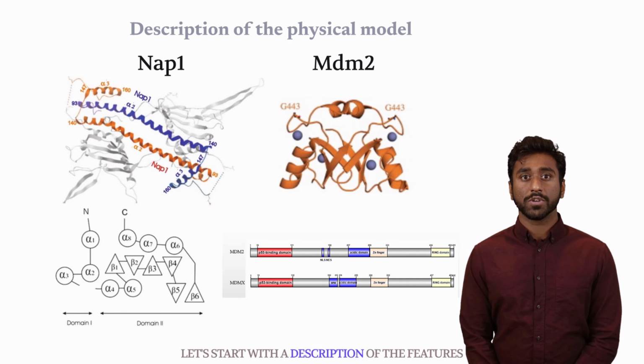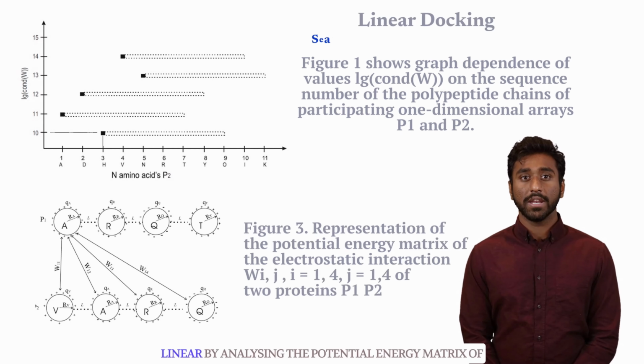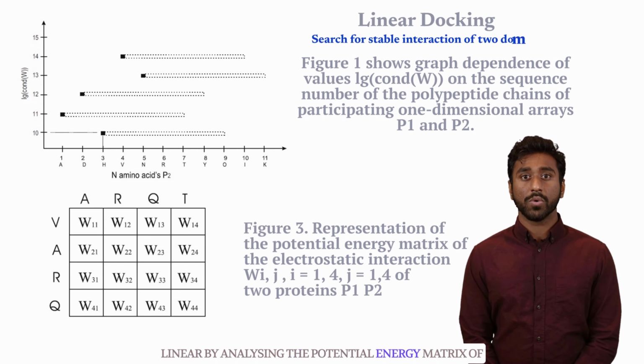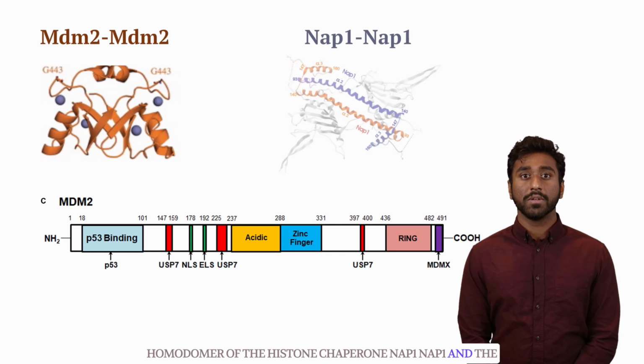Let's start with a description of the features of the domain structure of these two proteins. Mathematical algorithms have been developed that allow determining the detection of proteins' active regions and detecting the stability of different regions of protein complexes. Linear docking, by analyzing the potential energy matrix of pairwise electrostatic interaction between different sites of the biological complex, such as the homodimer of the histone chaperone Nap1 and the homodimer Mdm2, which are responsible for the entry of a whole protein molecule into biochemical reactions.